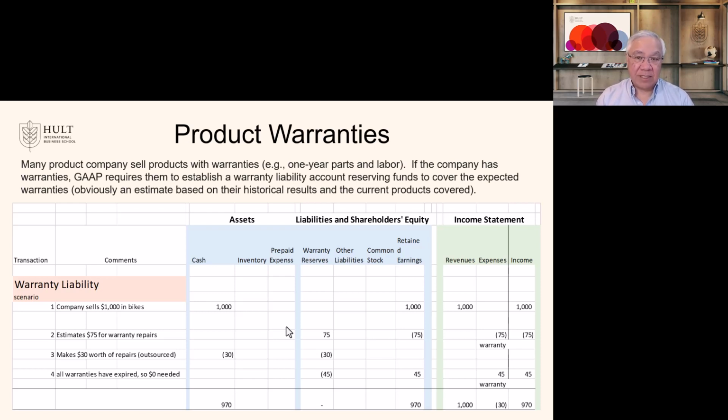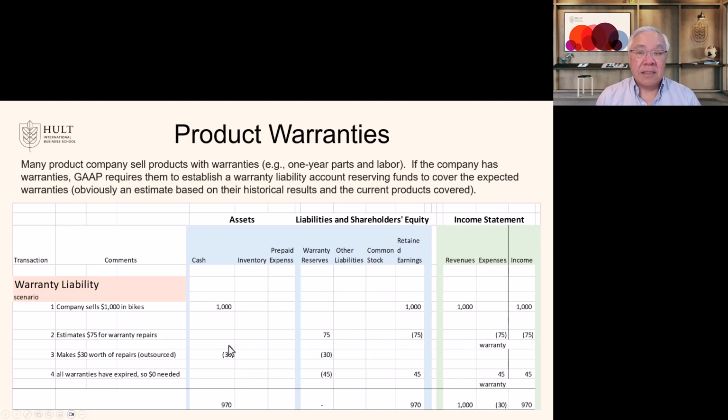At the time we sell products with warranty, we estimate the amount of warranty reserves we need to cover the 3 months or the 1 year, whatever the provision is for that warranty. So let's look at an example. Sometimes numbers are easier than the words. So we sold $1,000 worth of bikes. Okay, 1,000 in cash, 1,000 in revenues. Next we say, well, what do we estimate as far as warranties on $1,000 worth of bikes? And the estimate is 75. So we have a reserve, which is a liability, and an expense of 75.